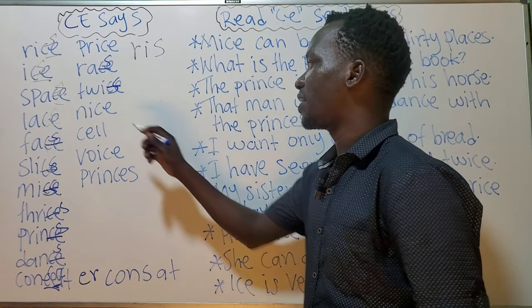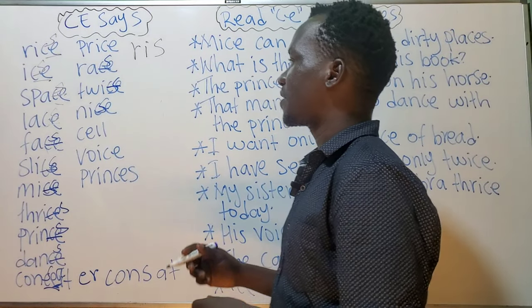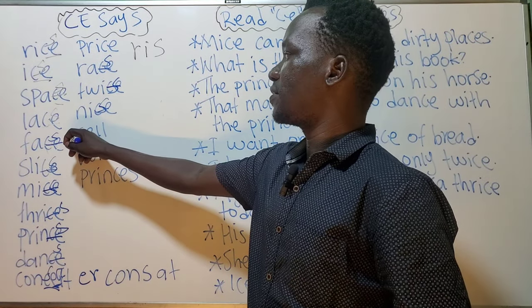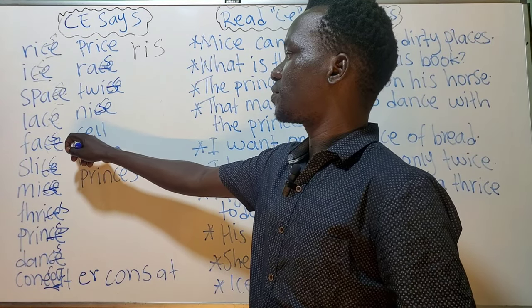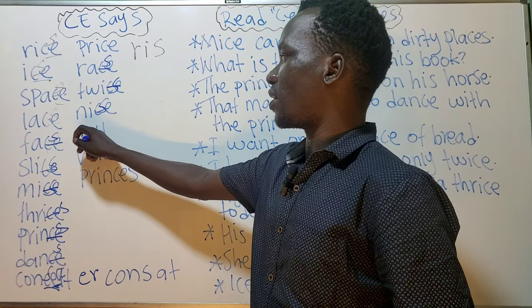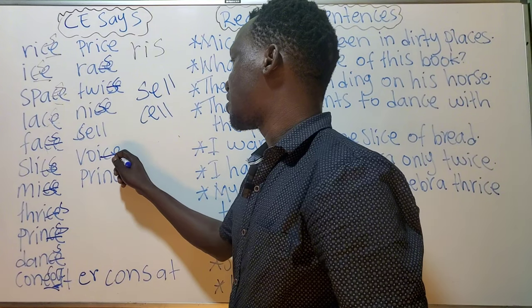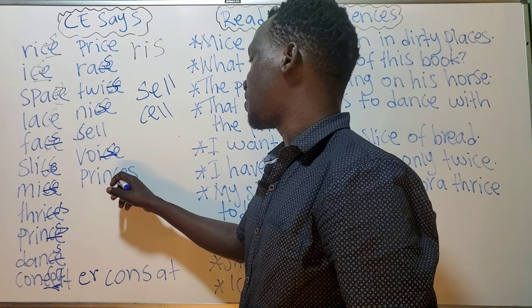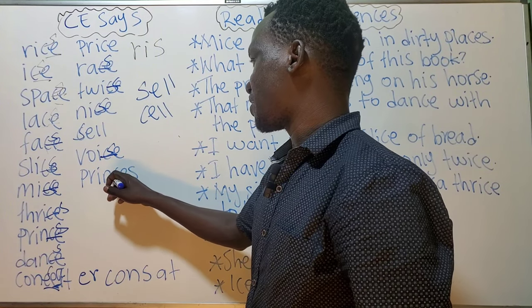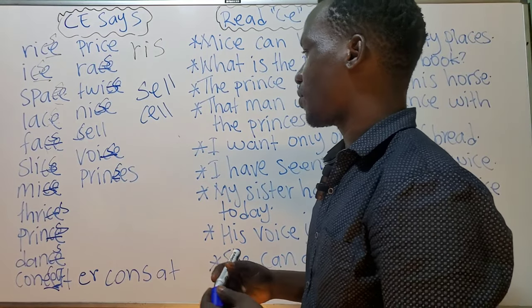And then this one is "twice". "Nice". And "cell", the S is going to be here. And then this one is "voice", S. "Princess", the S is somewhere here also.